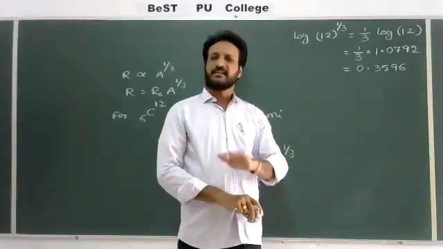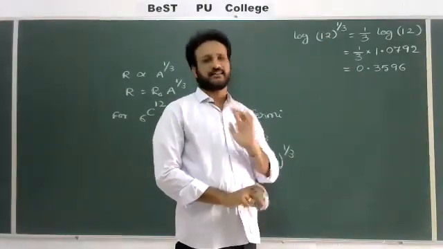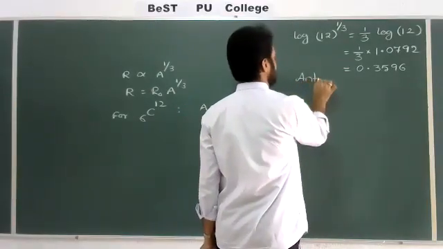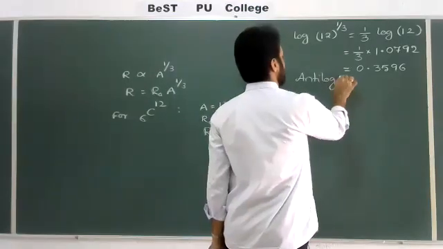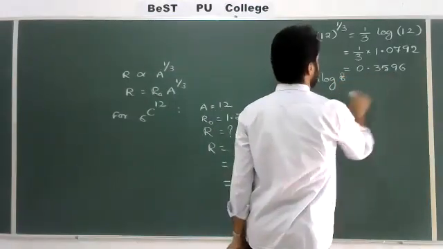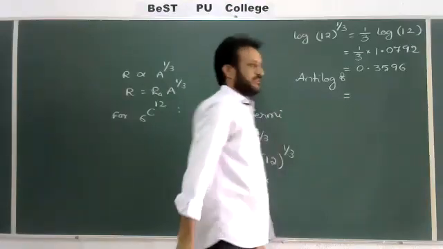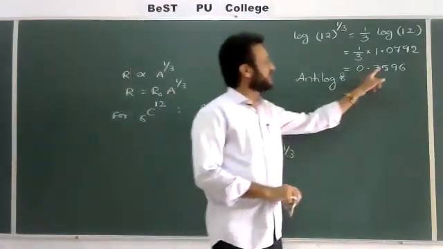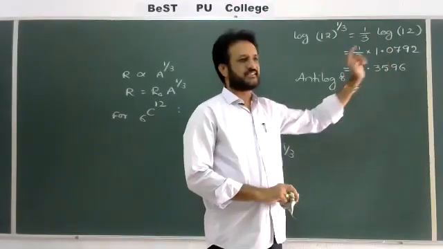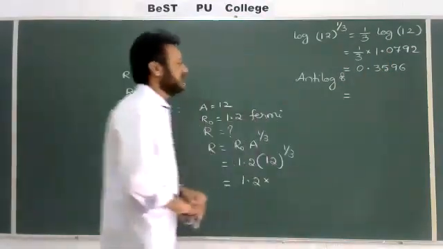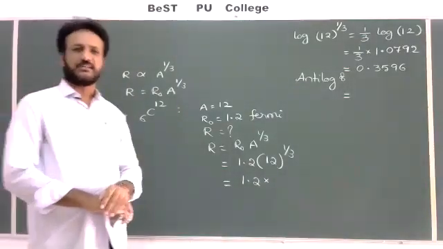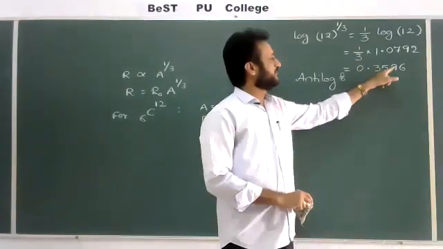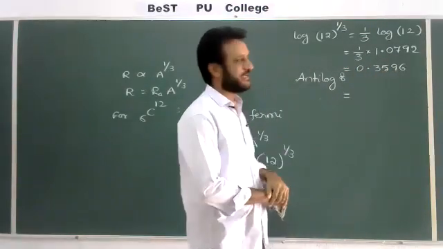Once the calculation is over, we have to take the anti-log. So we have to check the anti-log of this value, 0.3596. Means in anti-logarithm we have to check the 0.35 value under 9 and under 6. So if you have the log book, we have to check that anti-log of 0.3596.